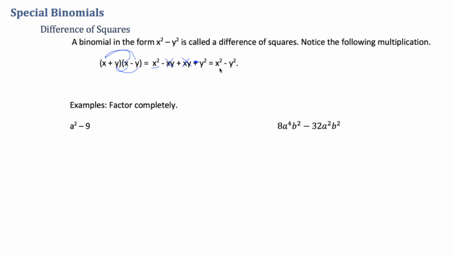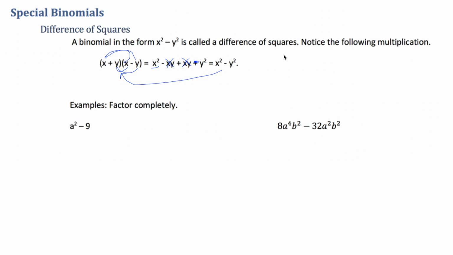And so we can use this idea to go this direction. If we have an x squared minus a y squared, or a perfect square minus another perfect square, we can factor it into this x plus y times x minus y, or the square root of the first one plus the square root of the second times the square root of first minus the square root of the second.